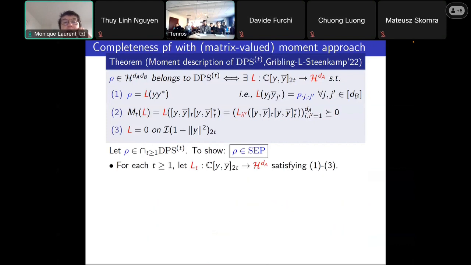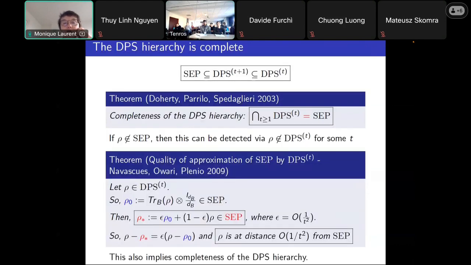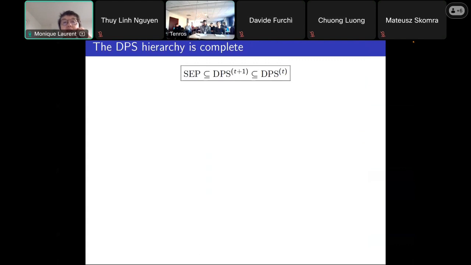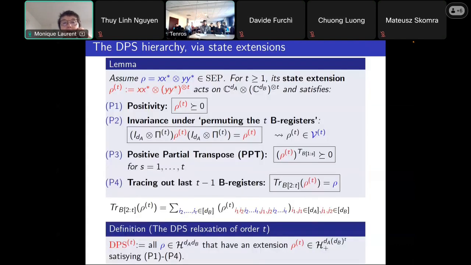So maybe we just go back to the definition of the SEP, of the DPS hierarchy. Whether there was any question on the DPS hierarchy, maybe first. Yes, let's take questions from the room. No question that I can see. Bernard as well. One question.